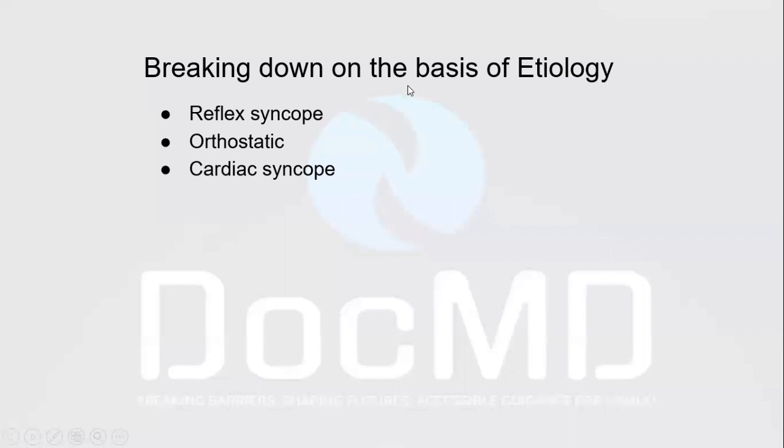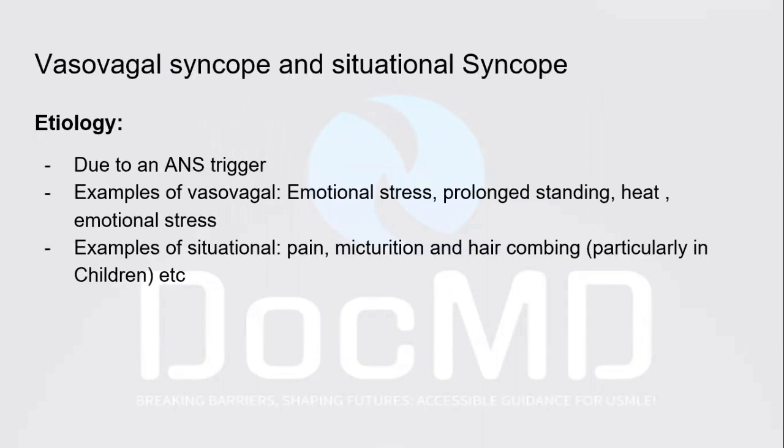Okay. So, we are going to break down syncope on the basis of etiology because this way it gets easier. So first we have reflex syncope. Okay, then we have orthostatic syncope. Then we have cardiac syncope. All right. So vasovagal syncope and situational syncope.